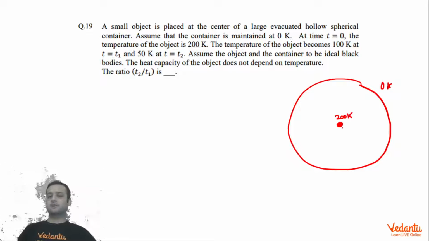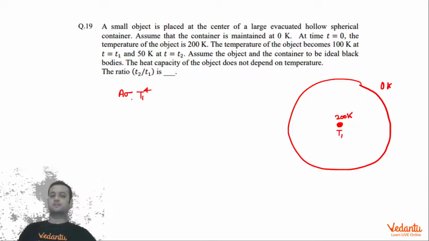Now we can simply apply Newton's law of cooling. Since the surrounding is at 0 Kelvin, it will not be getting any heat. It will only be radiating heat. That means it will only be emitting heat. So let's say at any time t, its temperature is T1. So by Stefan's law, the rate of heat loss will be A into sigma into T1 to the power 4. Okay, emissivity is 1. This should be equal to net dQ by dt.